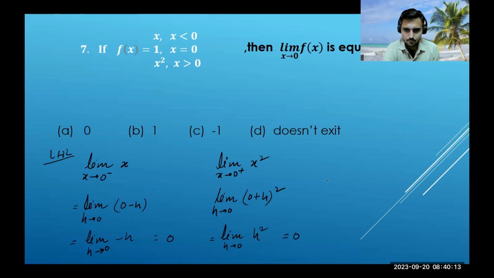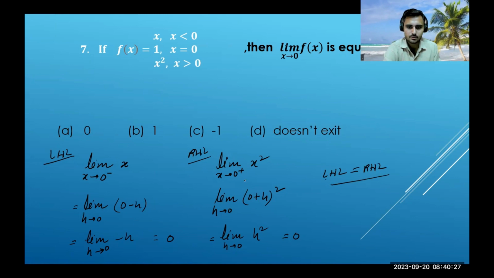So both limits, RHL and LHL, are equal, so it means the limit is equal to just 0, so the answer is A.